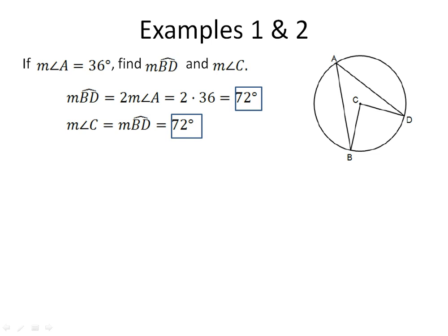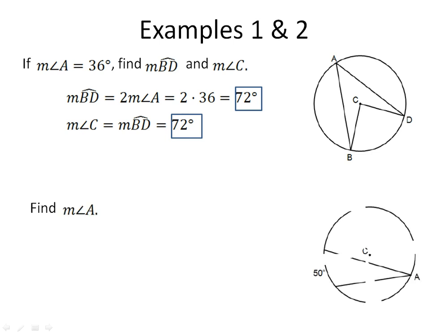We're going to look at example 2 now. Example 2 says they want us to find the measure of angle A. This time they gave us the arc measure, which is 50 degrees. Once again, since this is the arc measure, we divide this by 2 and that gives us the angle. So 1/2 times 50 gives us 25, and that's what the measure of angle A is.